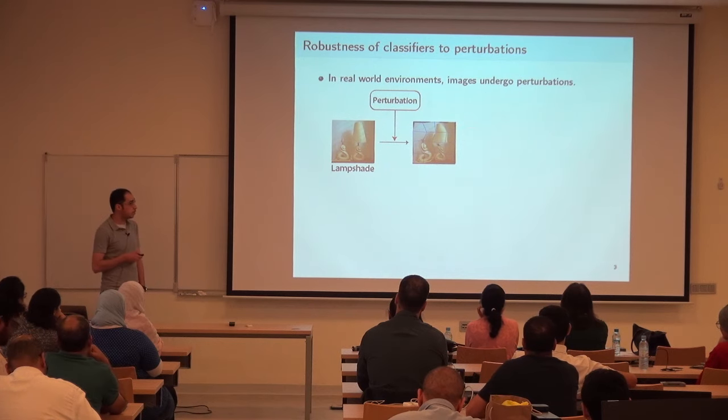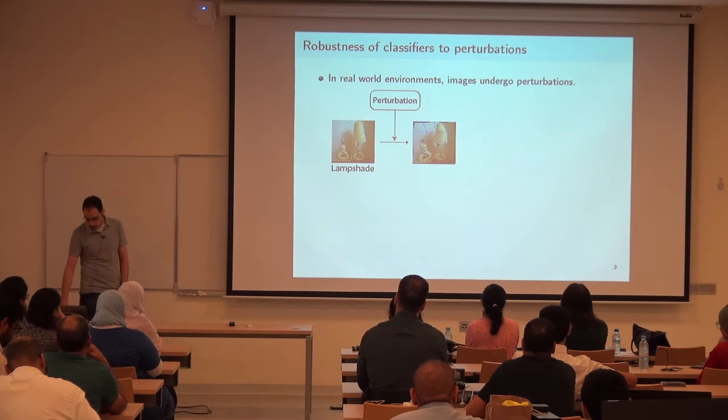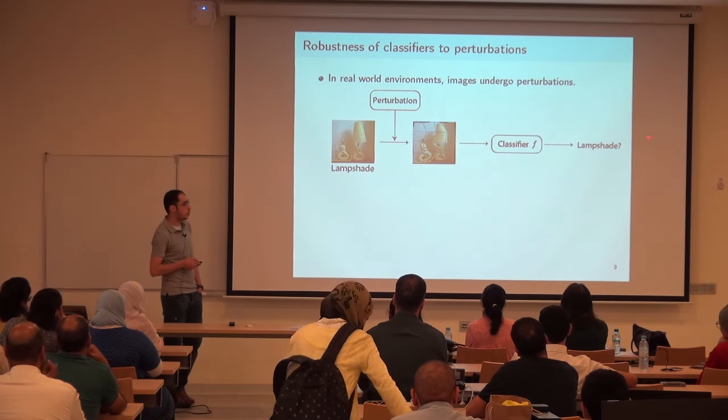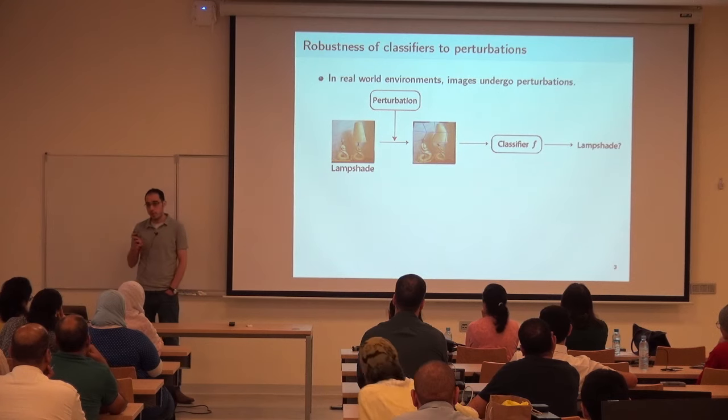So what do I mean by robustness? Basically, if you have an image that is classified as a lampshade by, for example, a state-of-the-art neural network, and you perturb this image just a little bit, here, for example, with a geometric transformation, and you input this to the classifier, you also want the output of the classifier to be a lampshade. So you do some perturbation, and we'll be seeing several of these perturbations, and you want the output for the perturbed image to be the same as the output for the original image.